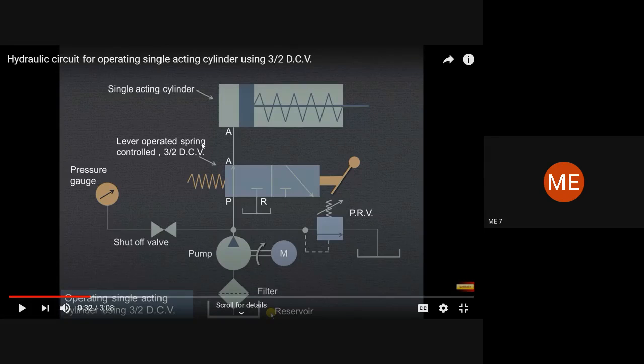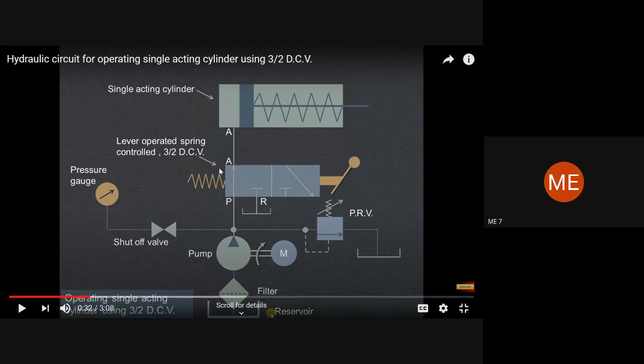Yes, sir. Okay, right. Now what is this actually? Can you see the movement of the mouse? Yes, sir. What is this? It's a controller. What is this called? Lever operated. Okay, so this is a lever operated spring controlled.